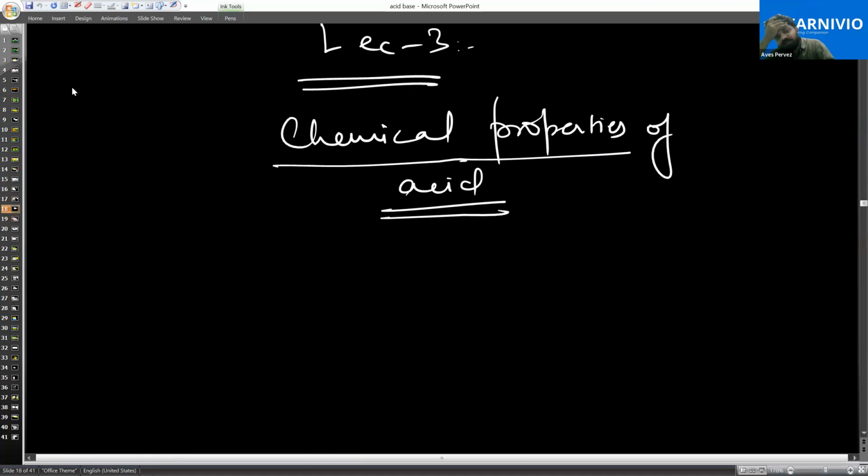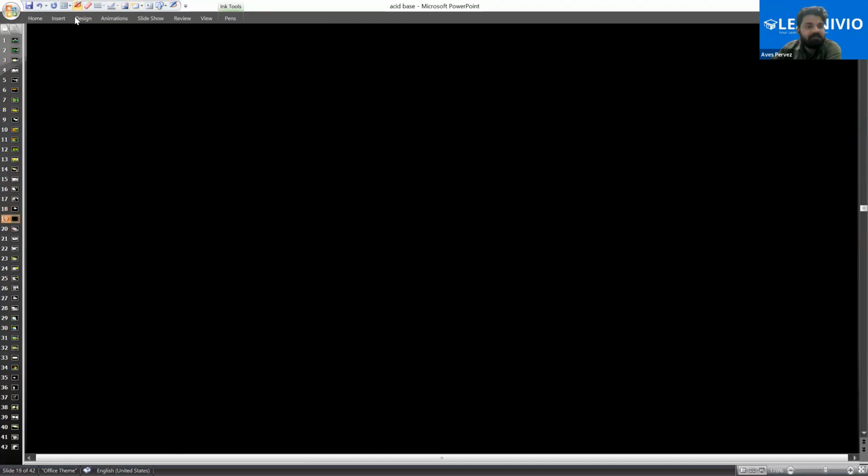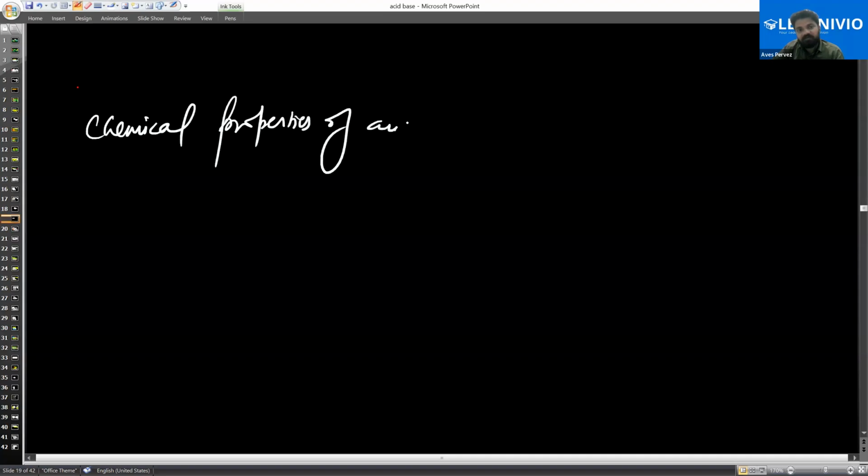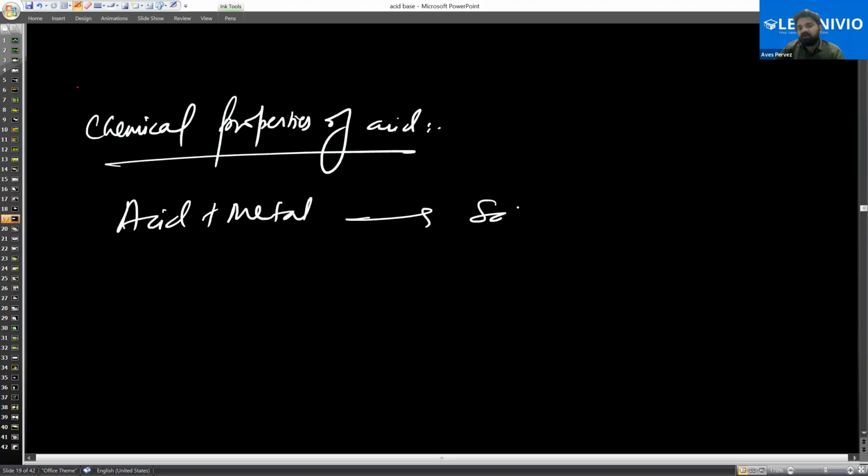Now we shall be moving towards the chemical properties of acids. Chemical properties of acids. When acids react with metals, they give salt plus hydrogen gas.